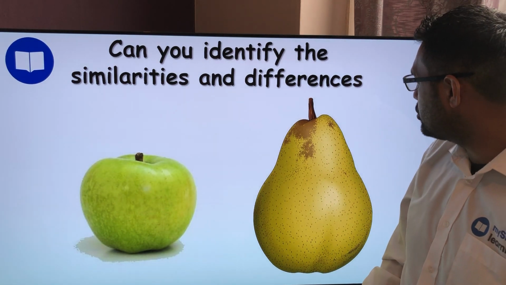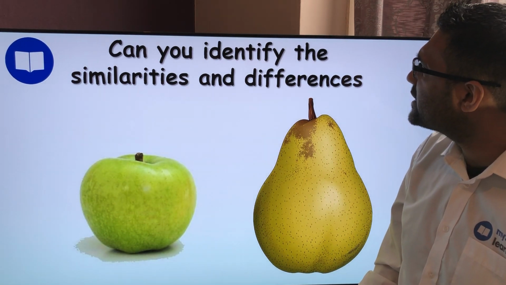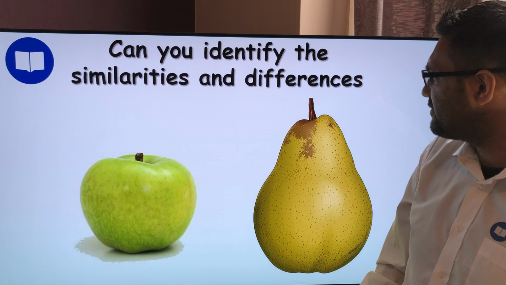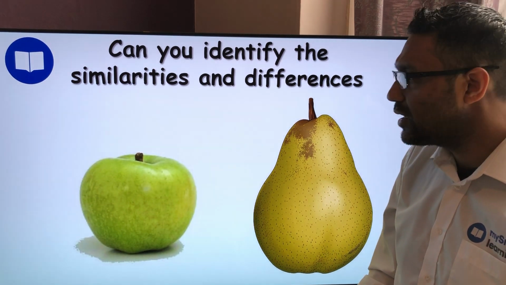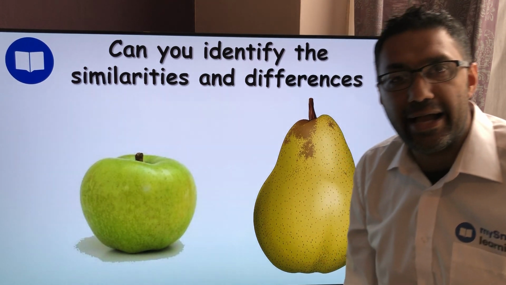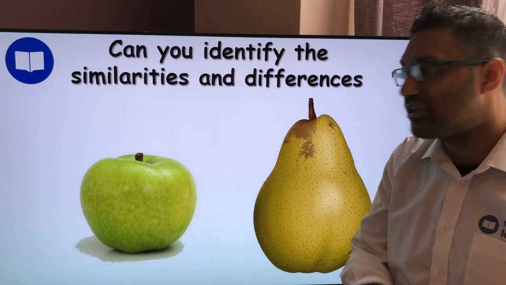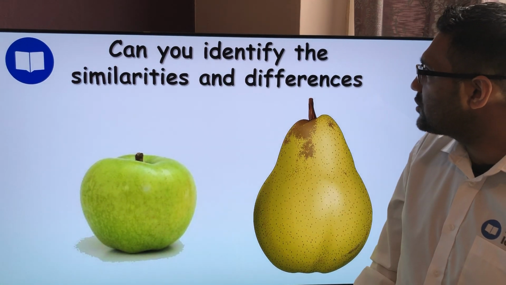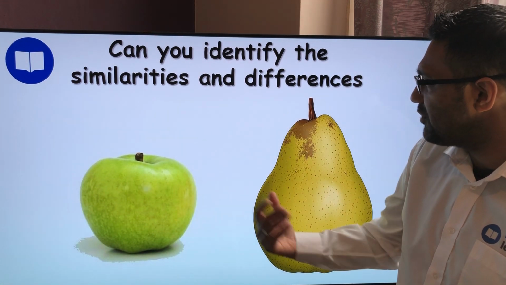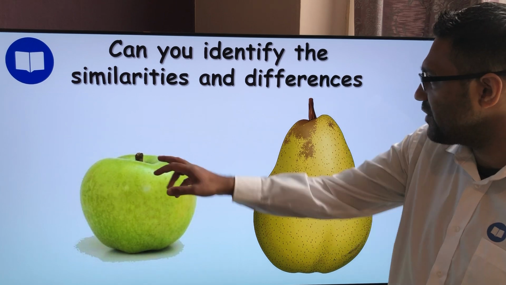A quick little pause. If we have a look at our two little diagrams here, can you identify the similarities and differences between these species? Press pause, make a quick list, and then unpause when you've done that. So obviously you've got apples and pears. What are the similarities? Well, they're both fruit, they both have seeds inside them, and they both have stalks.